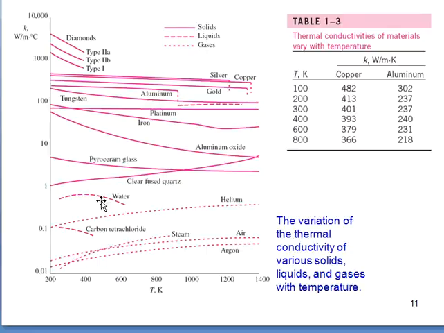Okay, that is explained here. Then the variation of the thermal conductivity is also given here for the different materials with the temperature. Here the variation of the thermal conductivity will take place with the temperature. The thermal conductivity of the solids will increase with the increase in the temperature, but it will decrease for the gases.